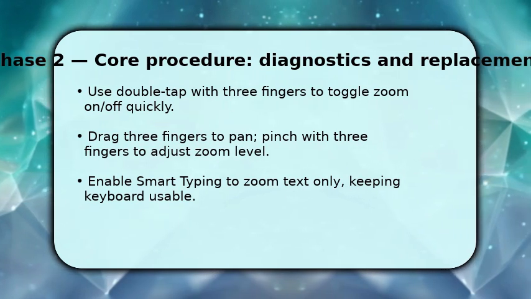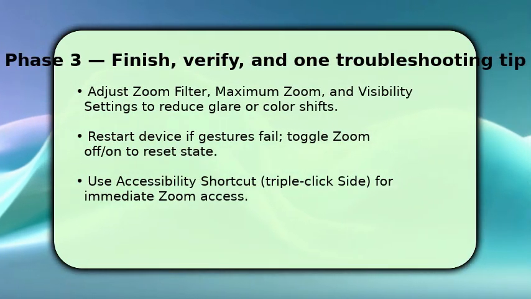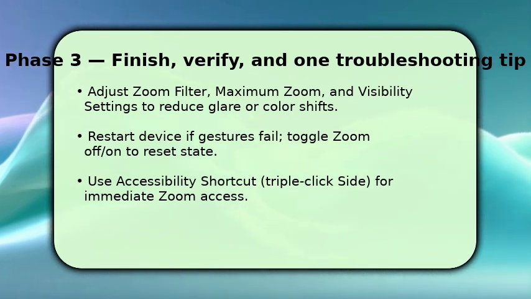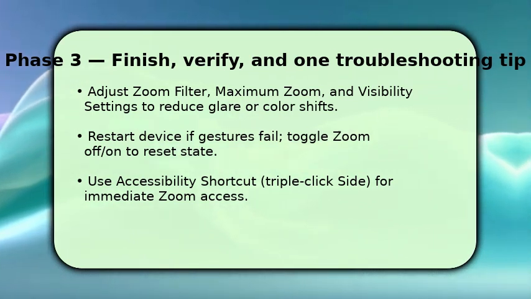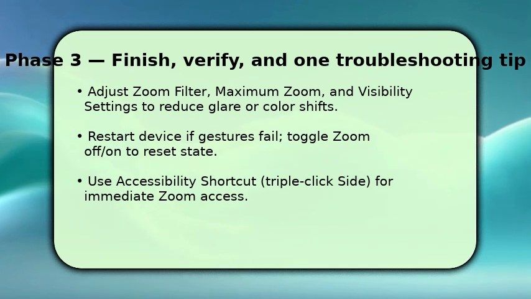To finish, refine the settings so zoom works for real tasks. Change the zoom filter to low light or grayscale if colors or contrast bother you, and tweak maximum zoom for comfortable use. If gestures stop responding, restart the iPhone or toggle zoom off and on. That often clears a sticky state.